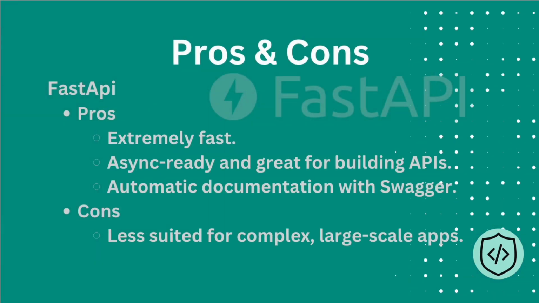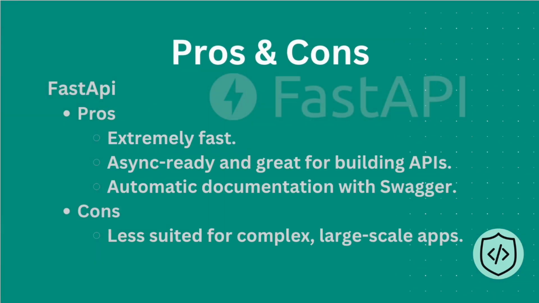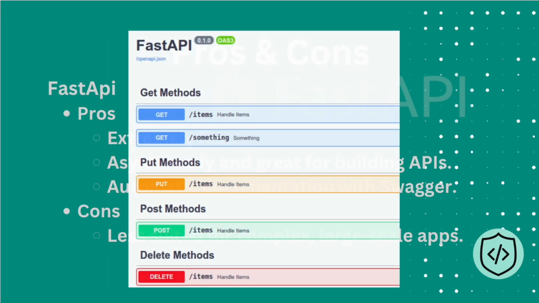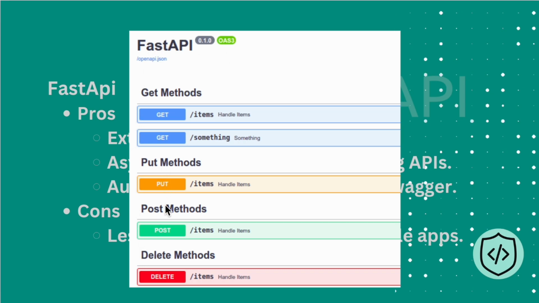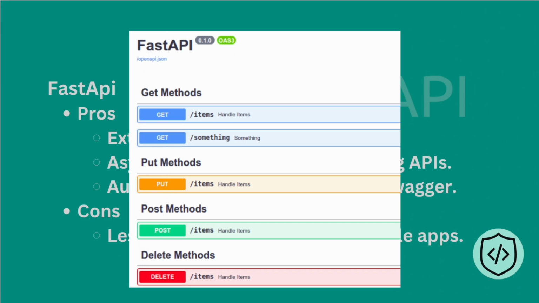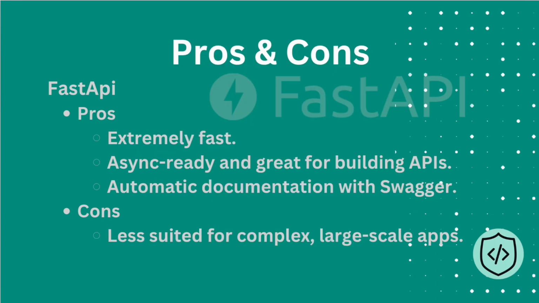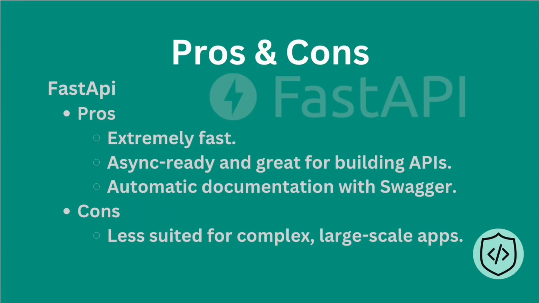So let's discuss pros and cons of FastAPI. It is extremely fast as the name suggests, and it is asynchronous ready, great for building APIs. It also provides automatic documentation, that is Swagger, which you can see on the screen. When you create APIs, it automatically creates all this documentation, the PUT method, POST method, DELETE, GET, everything is ready. It is a built-in feature. And one con is that it is not suitable for complex and large applications.